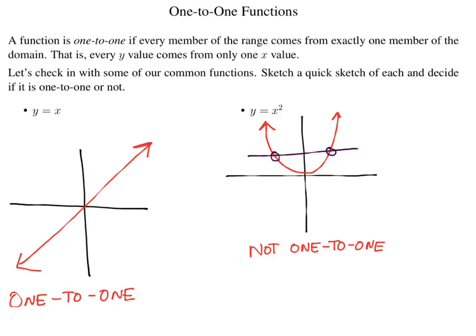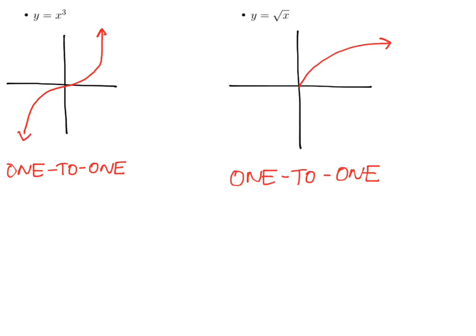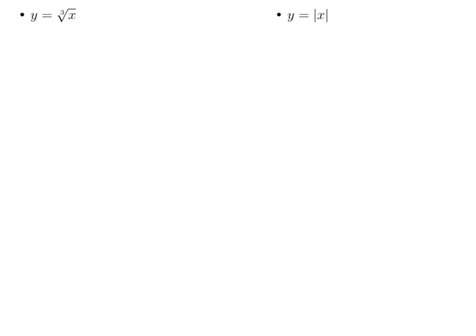All right, next example. y equals x cubed. If you drew horizontal lines, it hits it once. It's actually not interesting, so I didn't draw them. So, boom, that is one-to-one. y equals square root of x. Square root graph. If you drew a horizontal line, it hits it once. This is one-to-one.